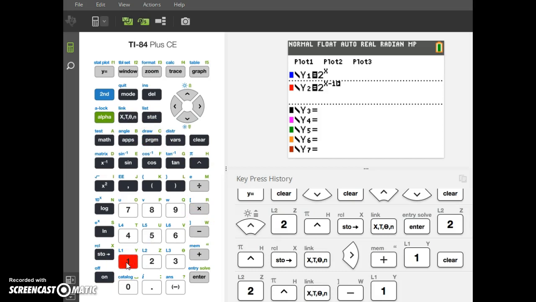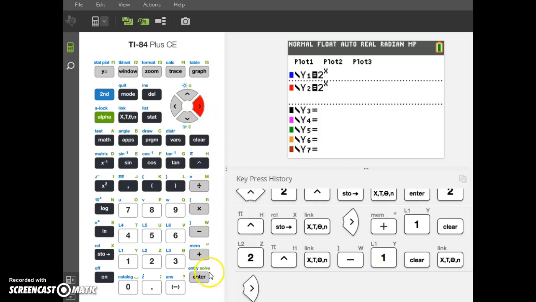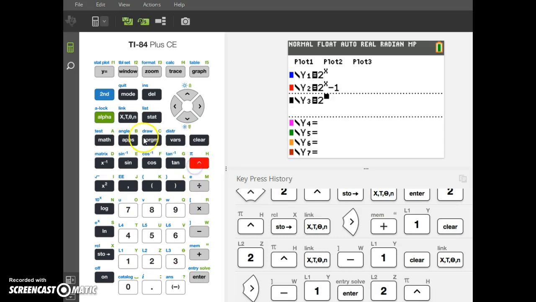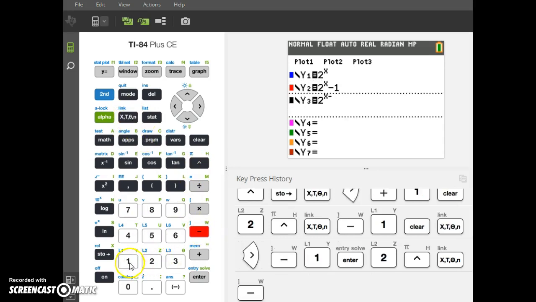And then X, and then we're going to get out of that exponent, minus 1. I almost made the cardinal sin there, not moving out of your exponent. Then we're going to move 2 to the x minus 1, all of it in the exponent. So we have our 3 equations entered in. Now we can go ahead and take a look at our table.